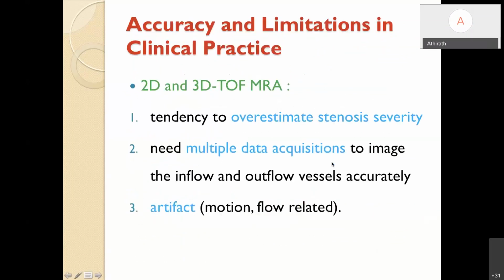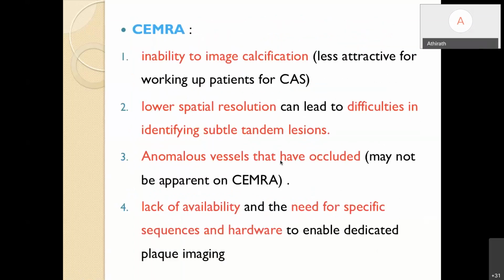Now, what are the limitations of MRI? Limitations of TOF MRI is that MRI always overestimates stenosis severity. And as I've told you, you require multiple image acquisitions to actually cover right from the aortic arch to the circle of Willis. And there will be certain artifacts which hinder the image quality.